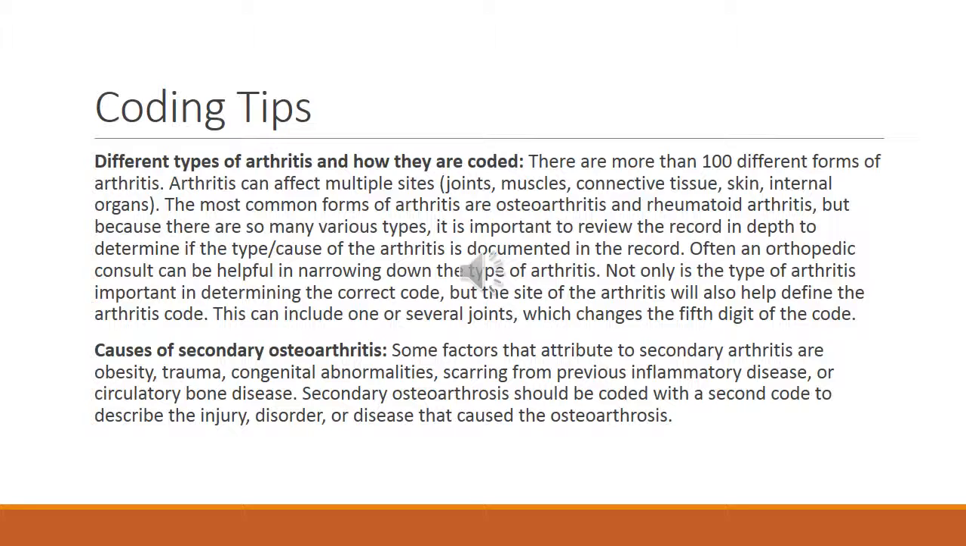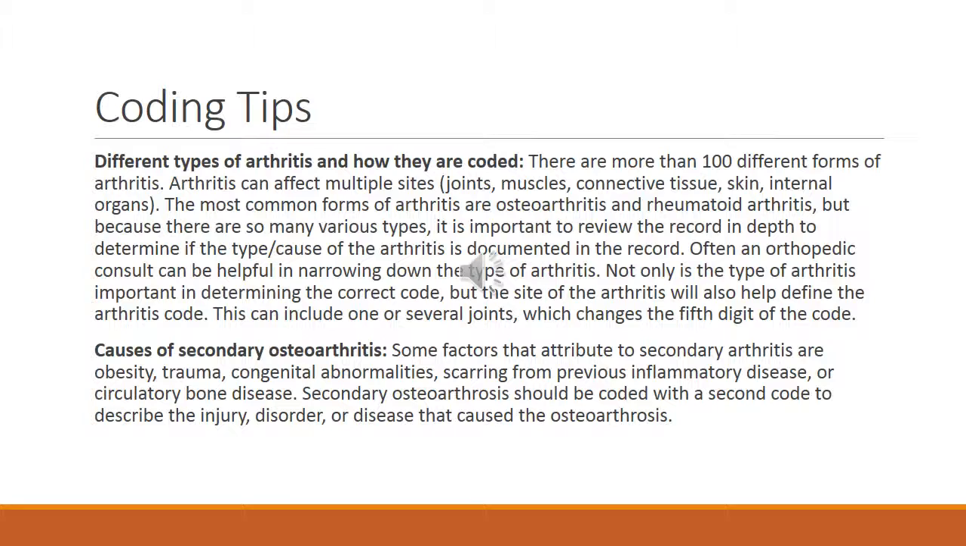The most common forms of arthritis are osteoarthritis and rheumatoid arthritis, but because there are so many various types, it's important to review the record in depth to determine if the type and/or cause of the arthritis is documented in the record. Often, an orthopedic consult can be helpful in narrowing down the type of arthritis.